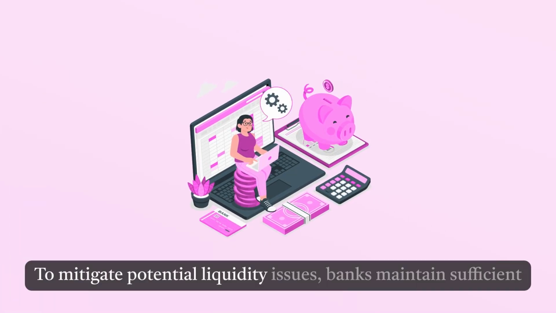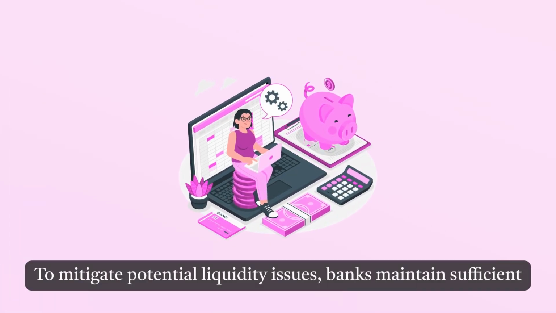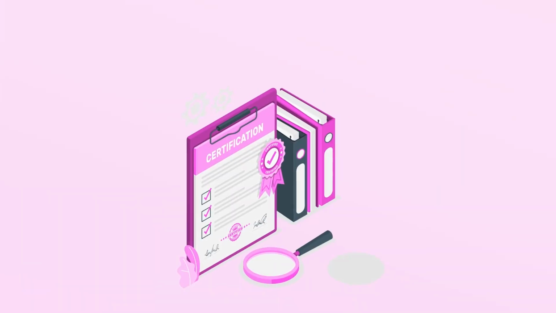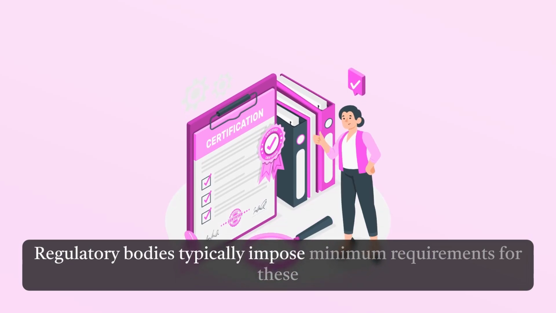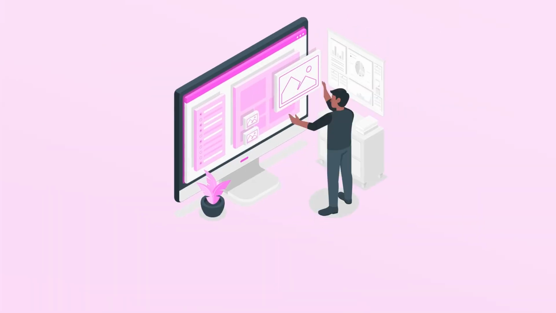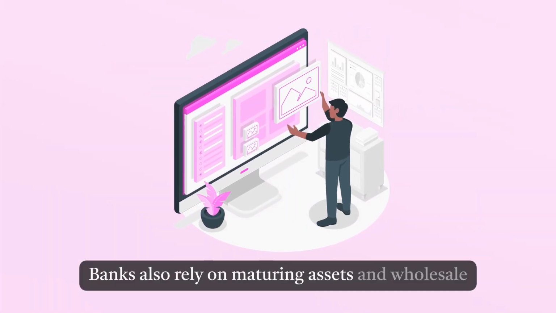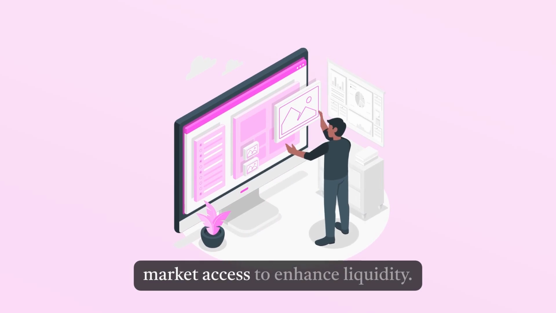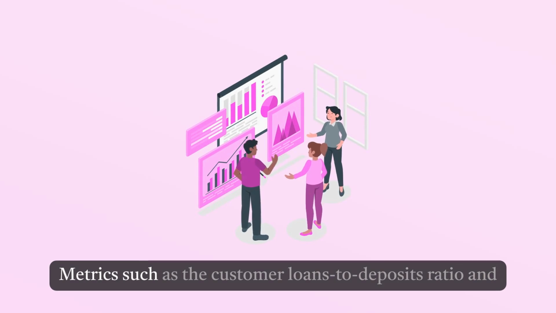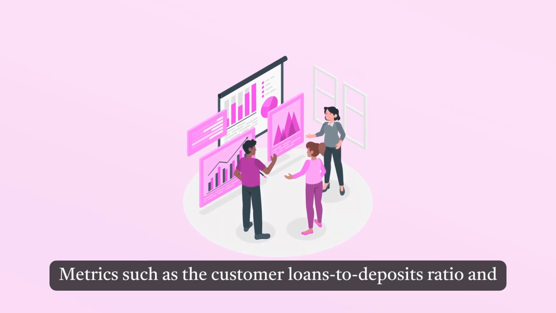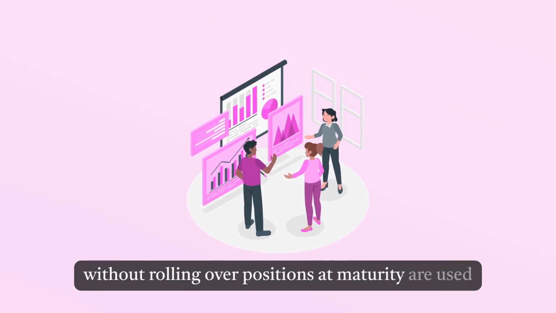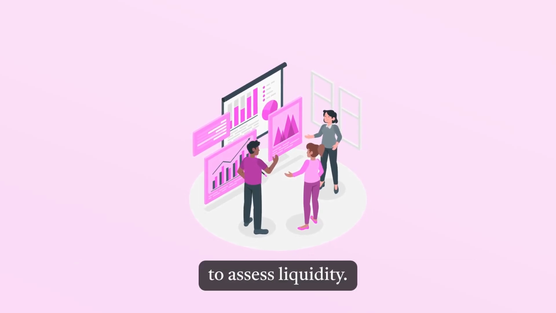To mitigate potential liquidity issues, banks maintain sufficient liquid assets on their balance sheets. Regulatory bodies typically impose minimum requirements for these assets. Banks also rely on maturing assets and wholesale market access to enhance liquidity. Metrics such as the customer loans to deposits ratio and the number of days a bank could survive without rolling over positions at maturity are used to assess liquidity.